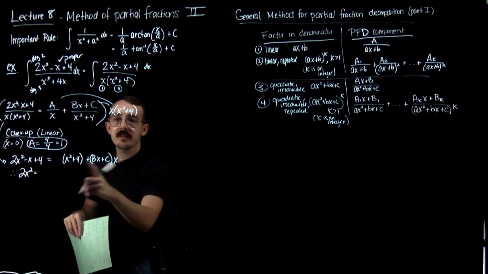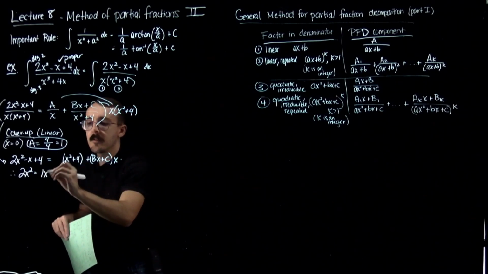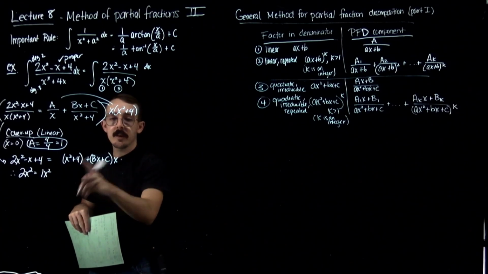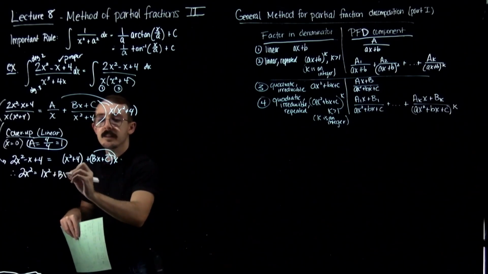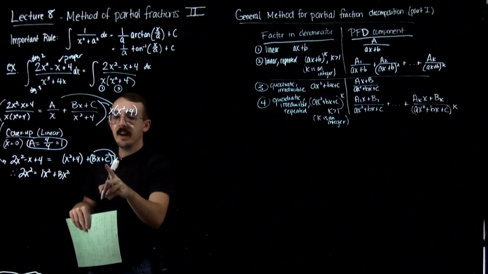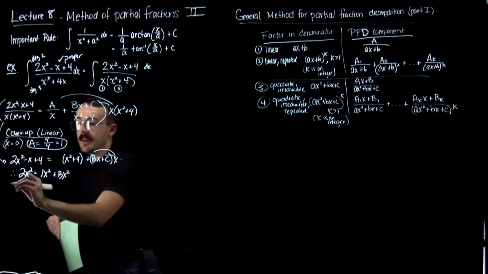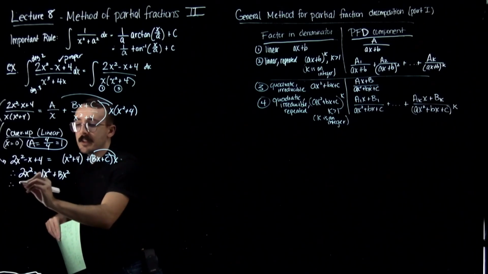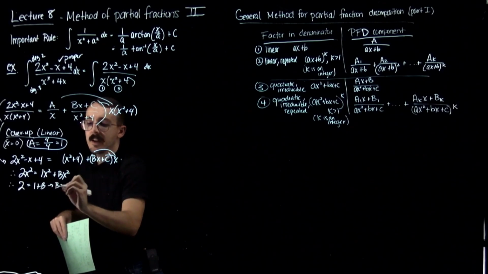Let's see the x squareds I've got going on over here. Here I have 1x squared plus 4. If you distribute this, here I have a bx squared. And then I have a cx here. So if I collect all my x squareds over here, this tells me that 2 is supposed to be 1 plus b. So immediately I know b is 1.